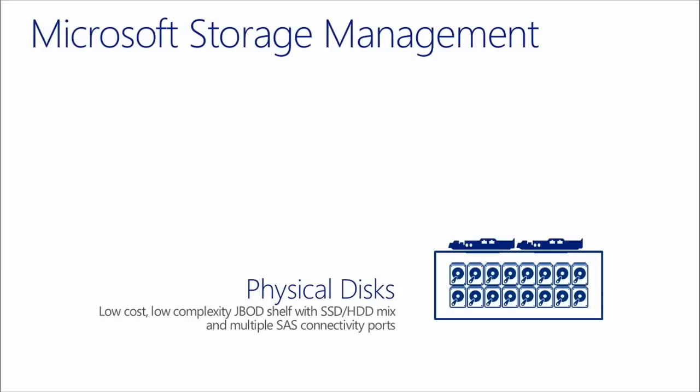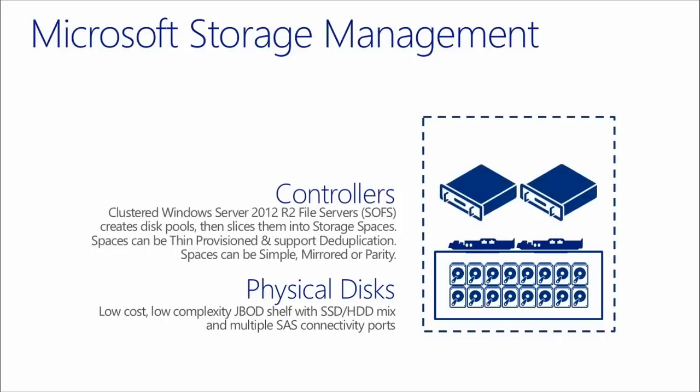Let's take a look. So from a Microsoft standpoint, if we think about physical disks, we're talking about low cost, low complexity JBOD storage. So a shelf of disks with very little intelligence themselves, with hard disk drives, SSDs mixed potentially, depending on your options and your scenario, with SAS connectivity. Now, these multiple SAS connectivity ports connect to controllers. Now, in the Microsoft world, these controllers are Windows Server 2012 R2 file servers in a clustered scenario, which would form what we call a scale-out file server.